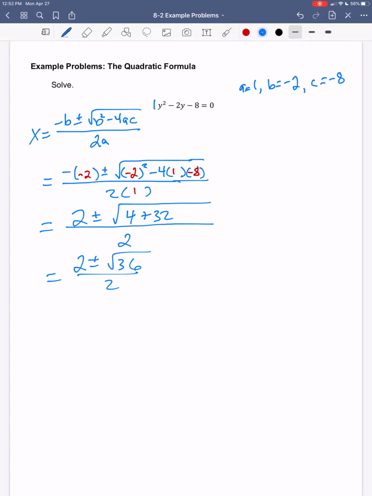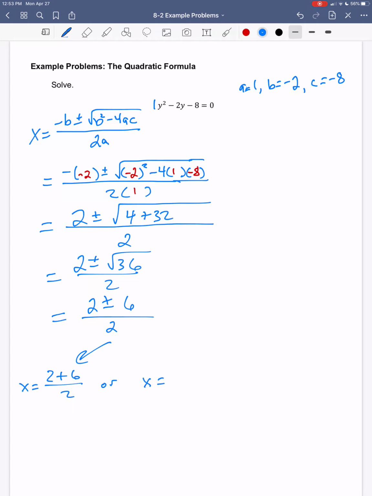In this particular problem, I can take the square root of 36. The square root of 36, of course, is just 6. And in this case, then, I can actually divide this into two parts now. I would get 2 plus 6 over 2.